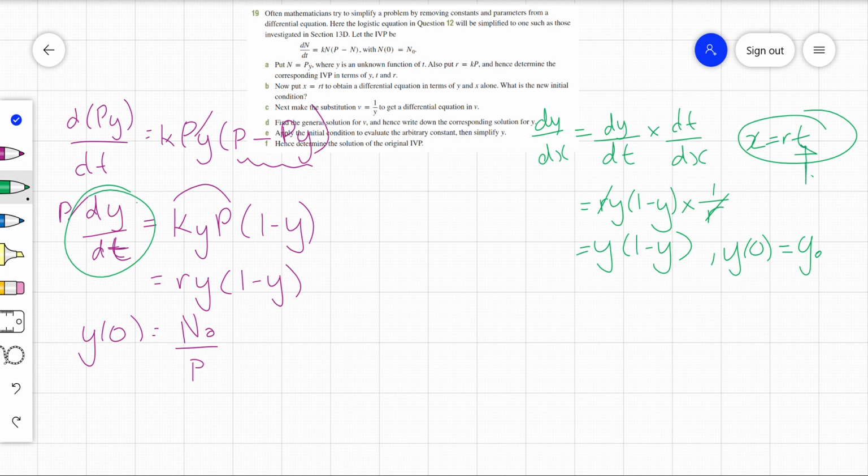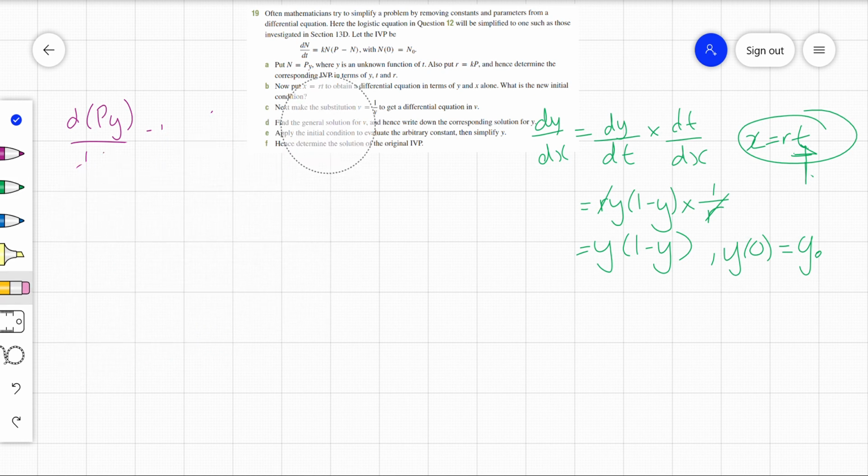And so when t equals 0, that's at the beginning, we're getting back to our original N0. So N0 on P would be our initial y. Okay, so we can just say y0, which is the same as N0 on P. Alright, so then I'll just get rid of this. I don't think I need that.